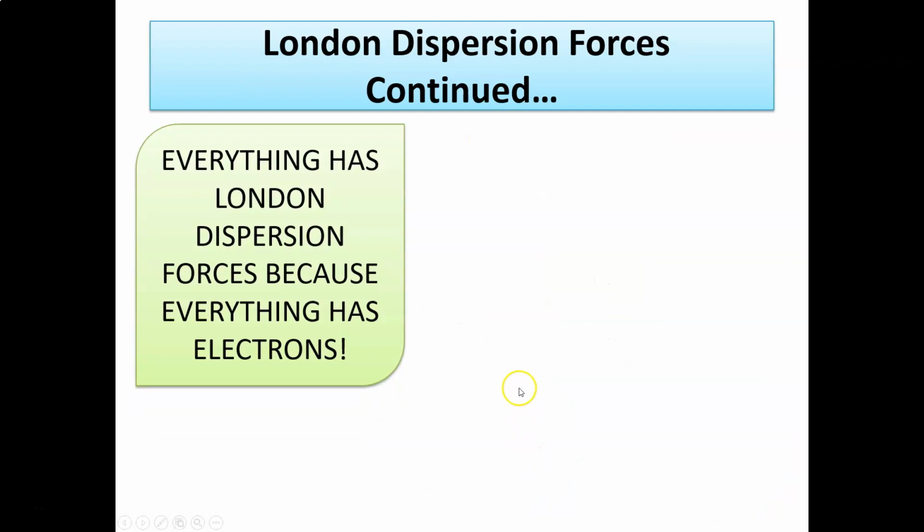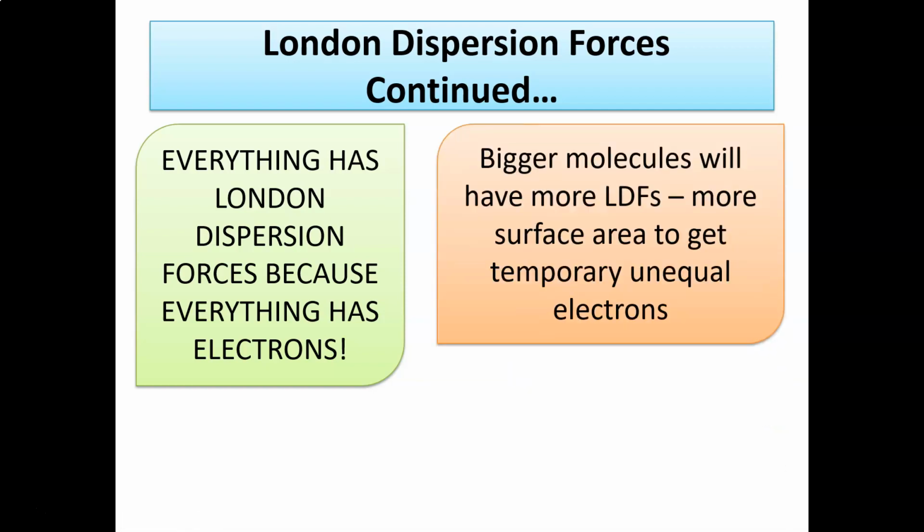So really important that you understand everything has London forces because everything has electrons. The bigger your molecule, the more London forces you would have. This gets a little bit tricky to measure because it isn't really the mass per se, it's more the surface area, and it also has to do with how tightly bound the electrons are, and we say if it's polarizable or not. So this is a pretty tricky one, but almost always it will work out so that the bigger the molecule, the more London forces you have.